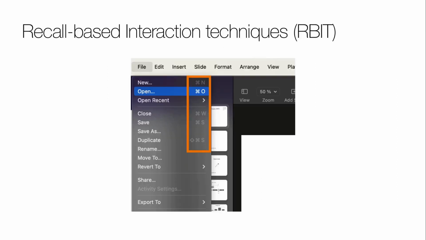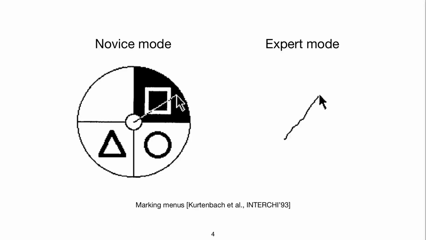Recall-based interaction techniques are interaction techniques that leverage user memory. For example, in keyboard shortcuts, the user has to remember an arbitrary mapping between commands and key combinations. Marking menus is another well-known example of recall-based interaction techniques. In the novice mode, the user can exploit visual information to select the appropriate command, but in expert mode, the user has to rely on memory only to perform the right gesture.